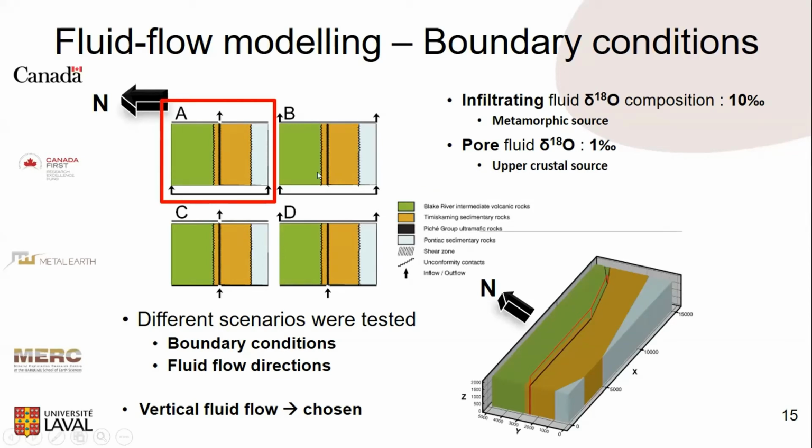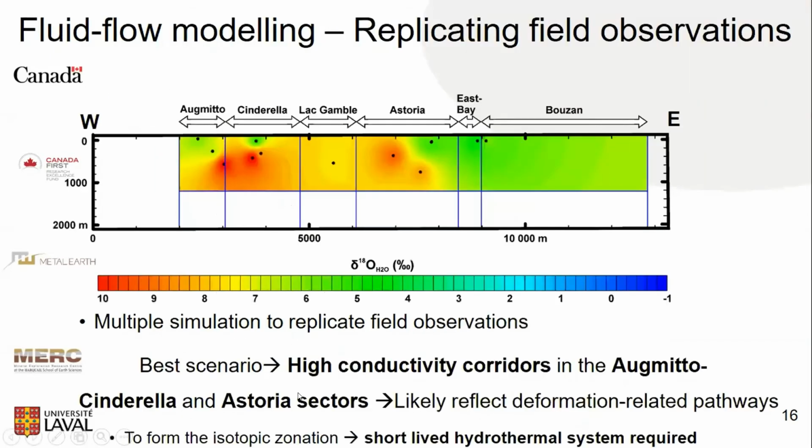And the most appropriate boundary condition was in A, where the metamorphic source is released from the entire base of the model and drained out throughout the trace of the Cadillac-Larder Lake break towards the surface. It's also the same boundary condition that was used in Val d'Or in Baudouin et al. 2006. We also chose a vertical fluid flow.